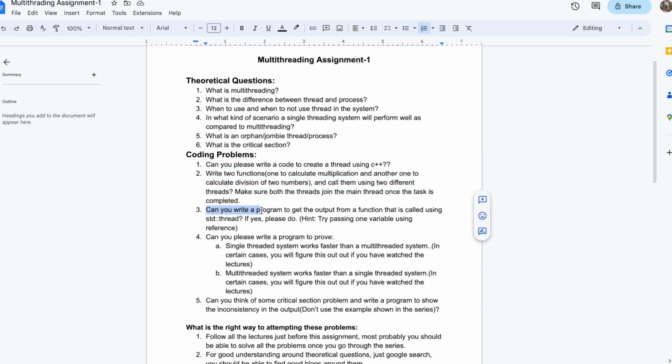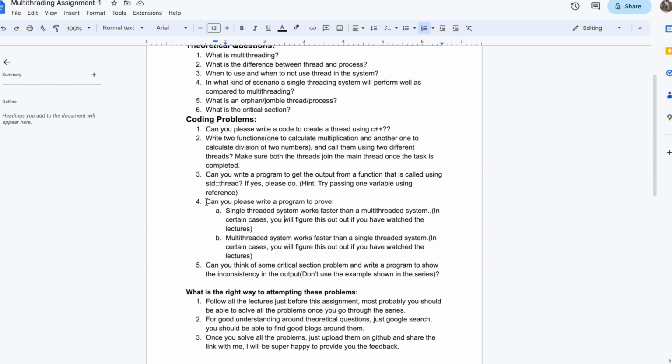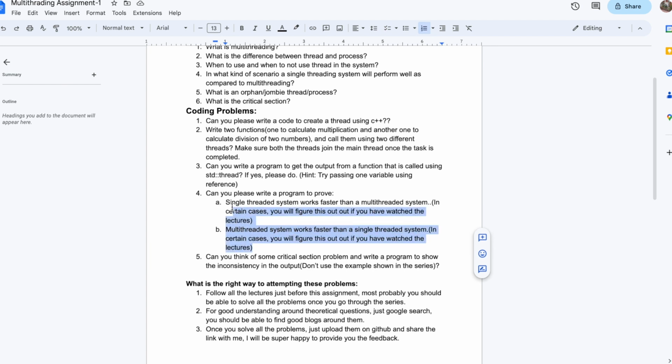The third question is: can you write a program to get the output from a function that is called using std::thread? I have provided a hint here: we can try passing a variable by reference to the function. The fourth question is: can you please write a program to prove that a single threaded system works faster than a multi-threaded system in certain cases? And the second part of this question is to show that a multi-threaded system works faster than a single threaded system. So we have to prove these two cases.